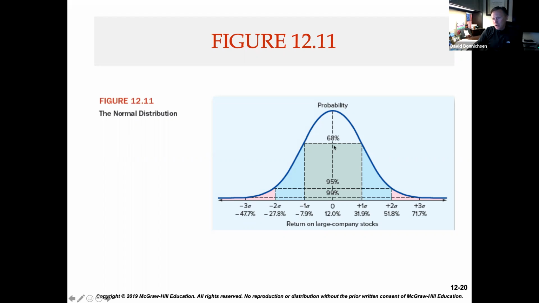Okay, so you need to know what these are. So 68% of the outcomes are going to occur between the mean plus or minus 1 standard deviation. 95% are going to occur within the mean plus or minus 2 standard deviations. And then finally, 99% are going to fall within the mean plus or minus 3 standard deviations.